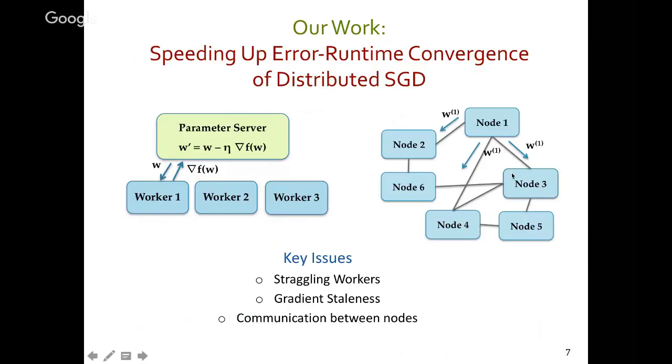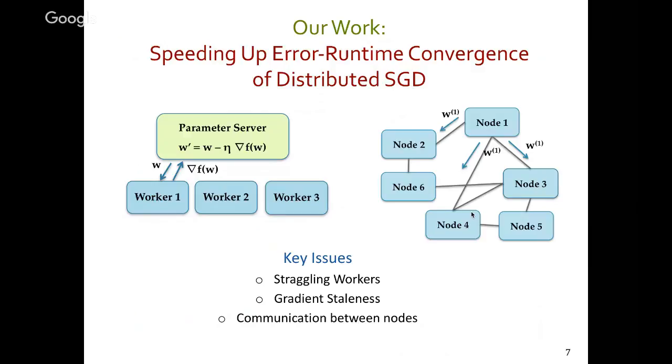Another model that is becoming increasingly popular, especially in edge computing systems or federated learning, as you might have heard, is where these worker nodes not only compute gradients, but also perform local updates. You can think of an instance of SGD that's run at each of these computing nodes, and periodically they are talking to each other and trying to achieve consensus between the models.